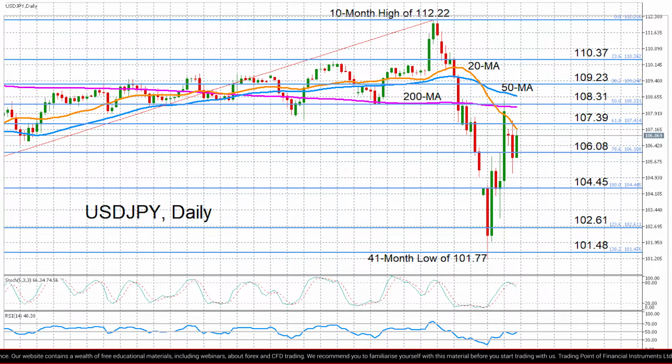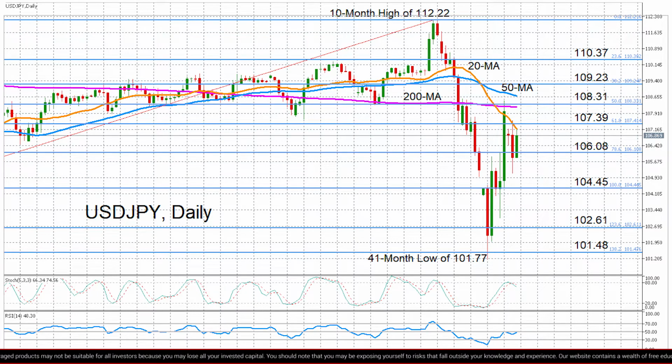So there is immediate resistance at the 20-day MA, which is currently at 107.17. Just above that, we have the 61.8% Fibonacci retracement of the up leg from 104.45 to 112.22, so that is at 107.39. And then we've got further potential hurdles not too far above, so around 108.30 we have the 200-day MA as well as the 50% Fibonacci, and then the 50-day MA stands at 108.71.